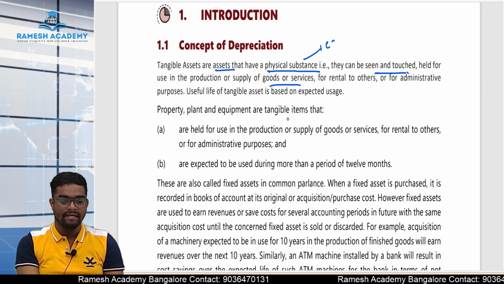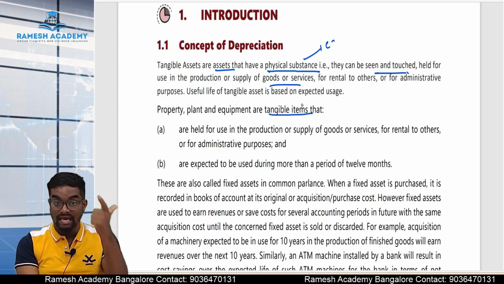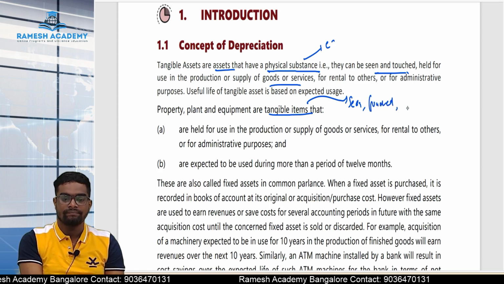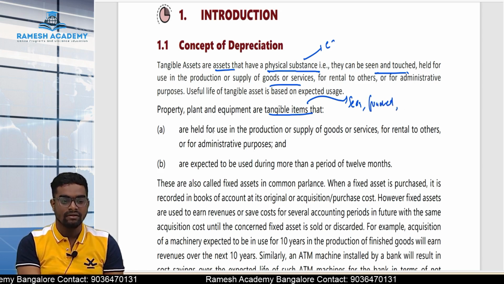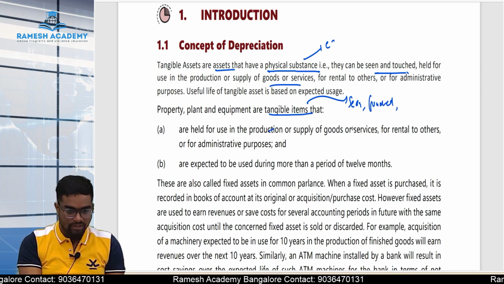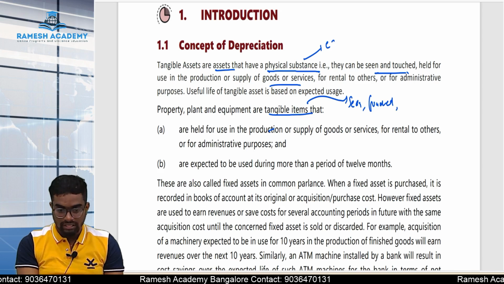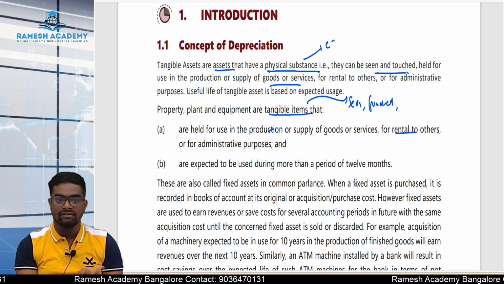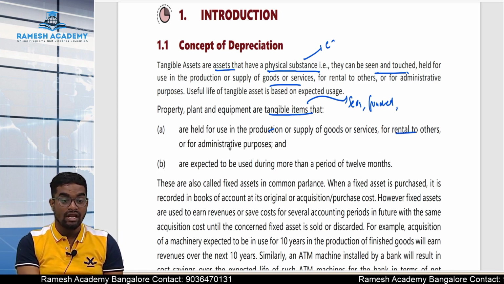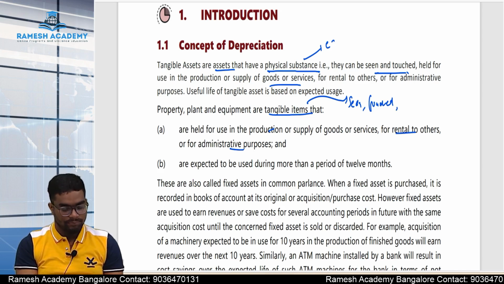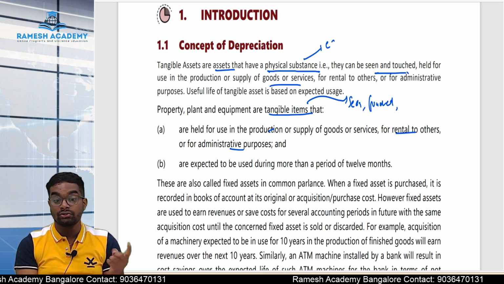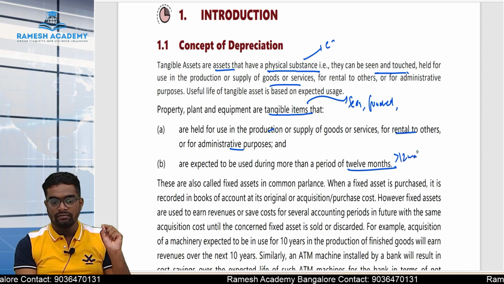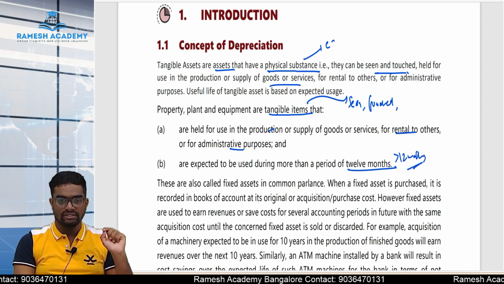Property, plant and equipment are tangible items, which means they can be seen and touched, that are held for use in the production or supply of goods or services, held for rental. So I own a building, I rent it out. Because of that building I am getting rent, so it is also an asset. And for admin purposes, laptops or computers, expected to be used during more than a period of 12 months. I told you it should be for more than 12 months.